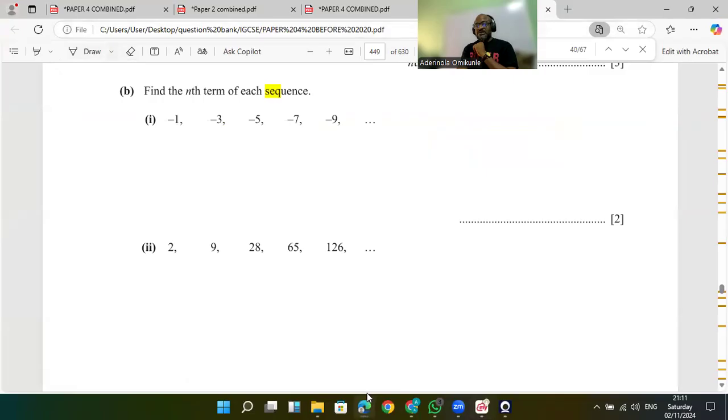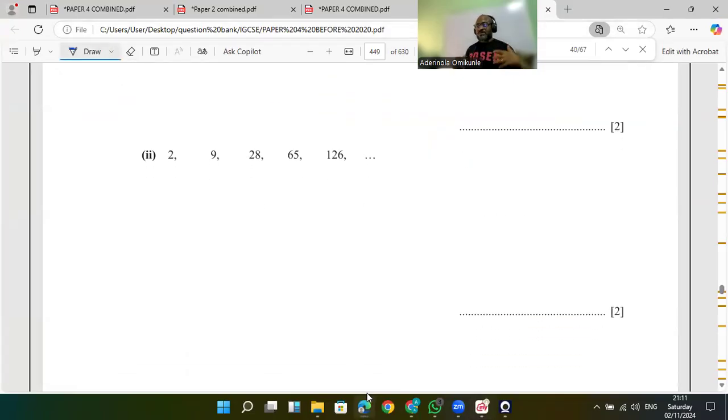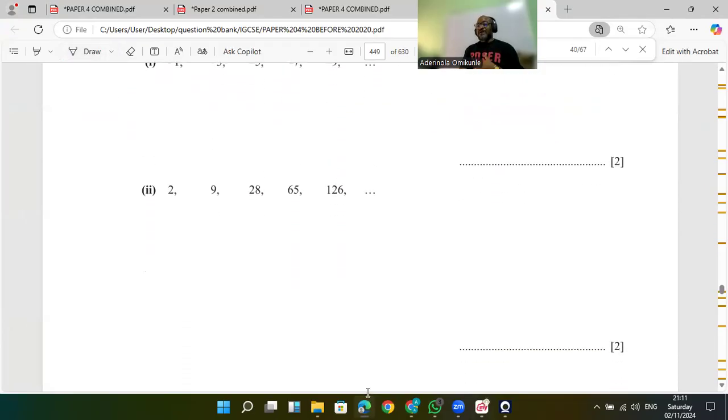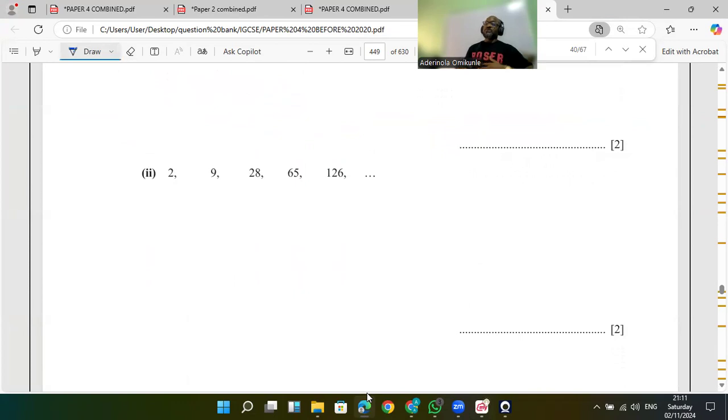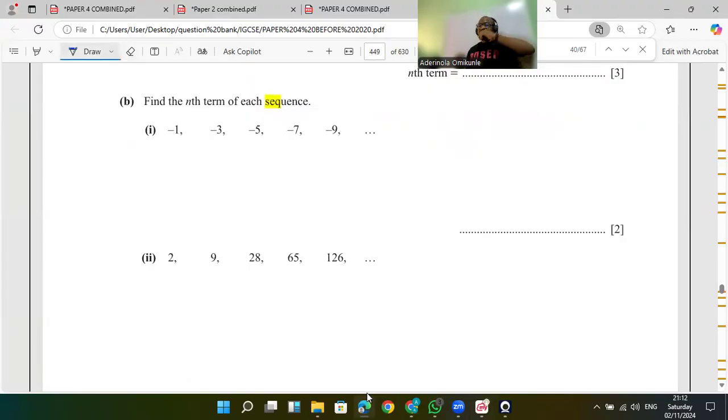Okay, so let me start with this one right here. First, let's confirm what the question asks us to find. It asks us to find the nth term of each sequence. Okay, no, you know what? Let's just do the two sequences in view, and then let's make it as lively as possible.